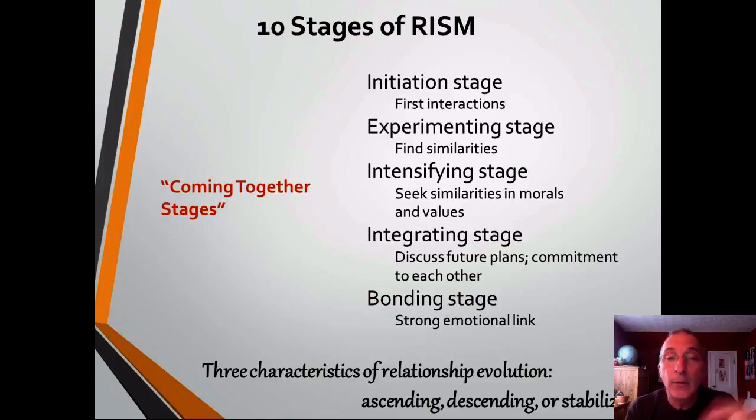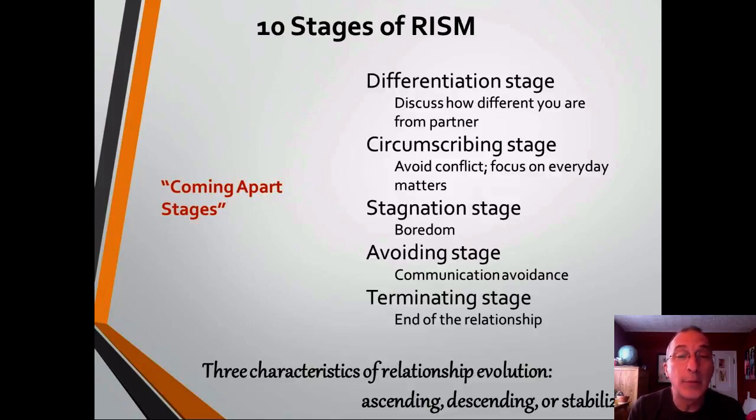However, at any one of these stages you can say, no, it's not worth it for me, and go into what would be the coming apart stages. And there are 5 different coming apart stages. Differentiation is where you start discussing or talking about how you're different from the other person. We're not quite alike. We have these different likes and dislikes. Circumscribing stage is when you circumscribe, you are going around something. So in the circumscribing stage, you're avoiding conflict. You know you don't agree on these topics, so you just don't talk about them. So you look at the other mundane topics instead of talking about those more intense things that you know you disagree on.